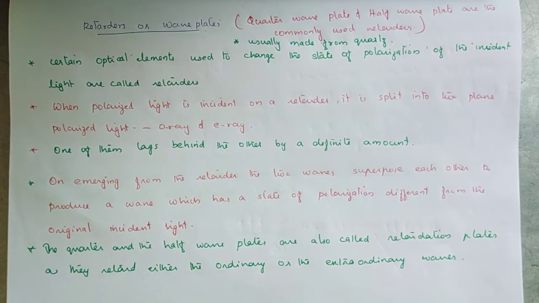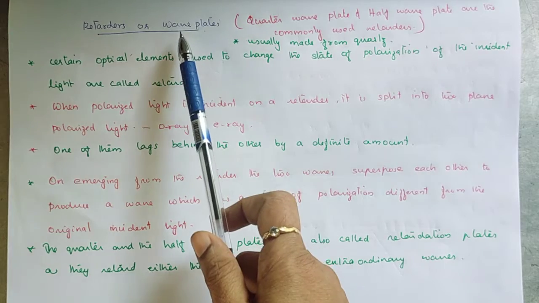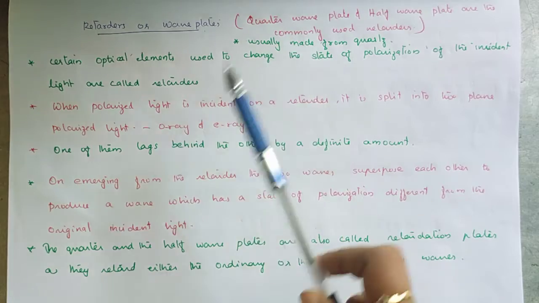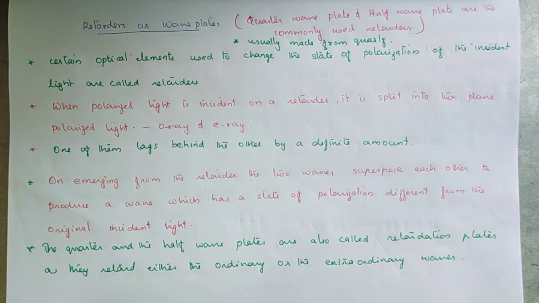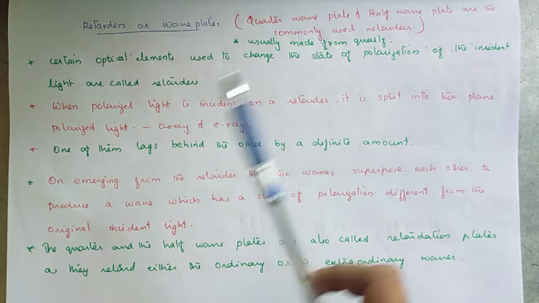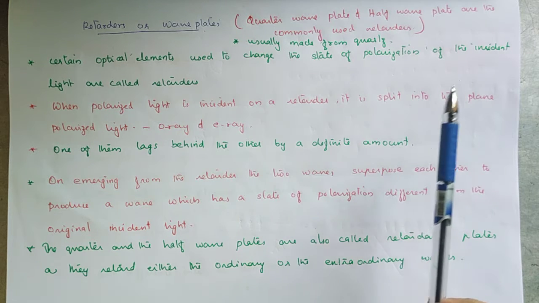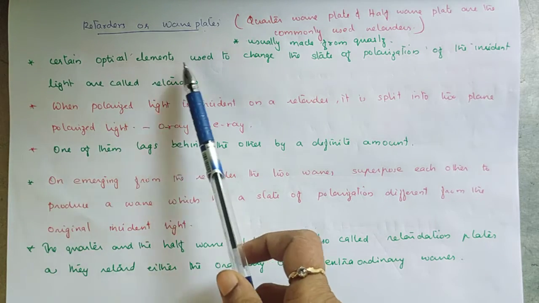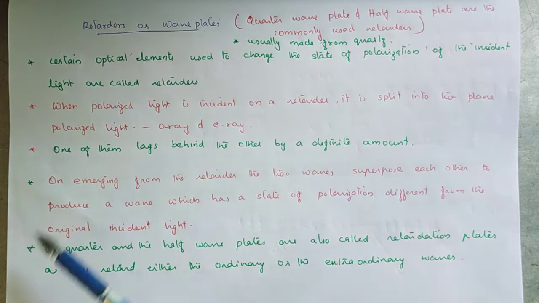Dear students, in this lecture we are going to discuss retarders, the other name for which is wave plates. Quarter wave plate and half wave plate are commonly used retarders. They are usually made up of quartz crystals. Here is an optical element that is used to change the state of the polarization of the incident light.